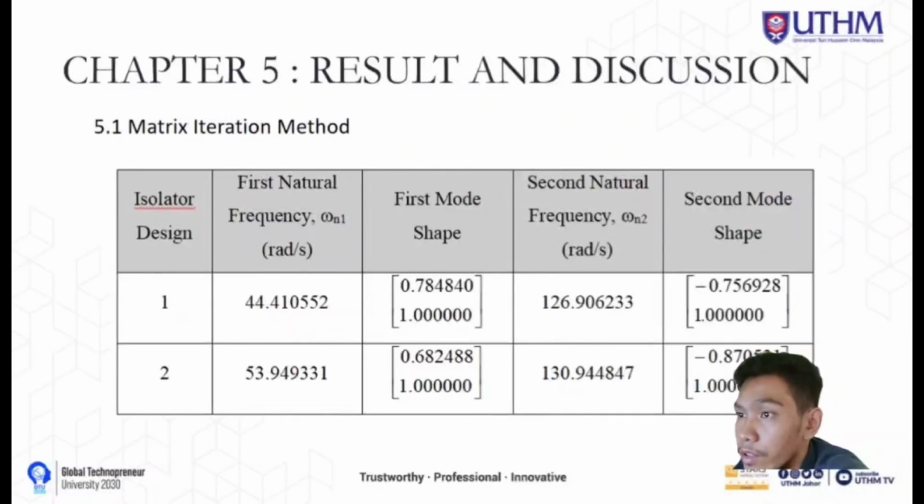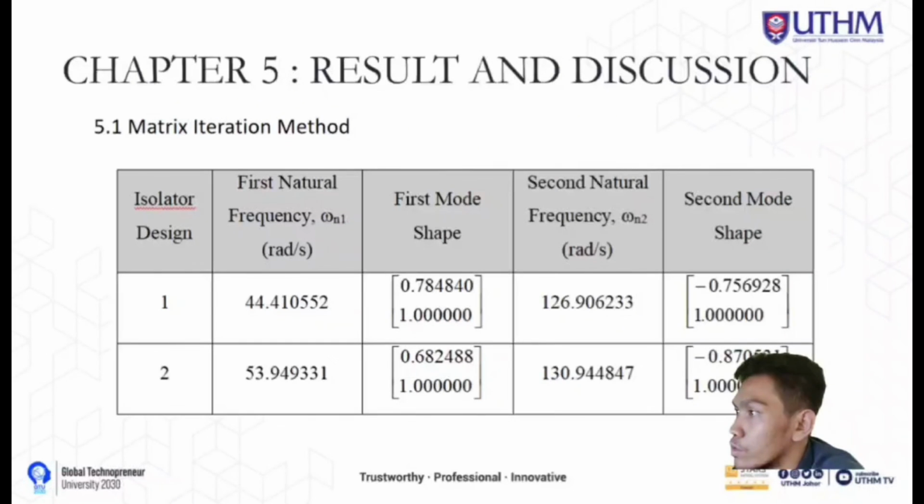So I will explain a little bit about Chapter 5, which is result and discussion. And for 5.1, matrix iteration method. And this is the table of the first natural frequency and the second natural frequency by using matrix iteration. And for design 1, the value at first natural frequency and second natural frequency is 44.410552 radian per second and 126.906233 radian per second respectively.